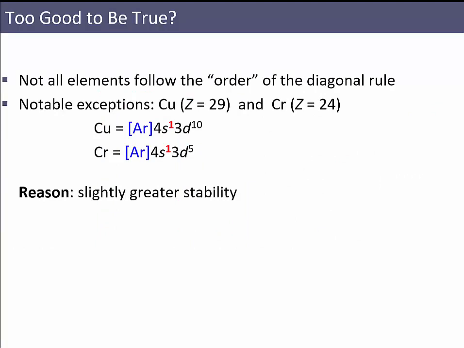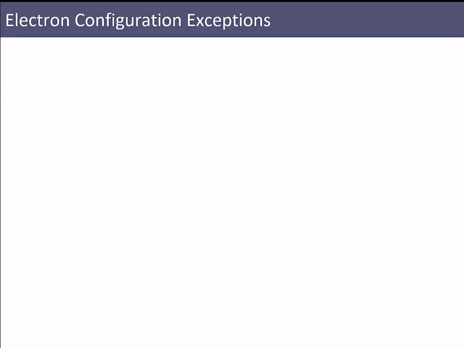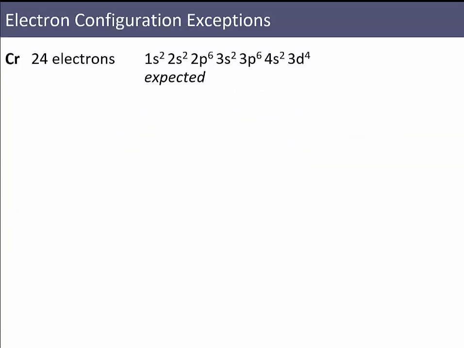Not all elements follow the order of the diagonal rule. Some notable exceptions are copper and chromium. So in copper and chromium, you're expecting there to be 2 electrons in that 4s orbital. And the reason why we don't see that is that you're taking one of these 4s electrons and you're going to promote it and put it into the d orbital, which is a little bit more energy. That's because that filled or half-filled orbital is going to have slightly greater stability. Right, so chromium has 24 electrons. You're expecting this configuration with a 4s2, 3d4.